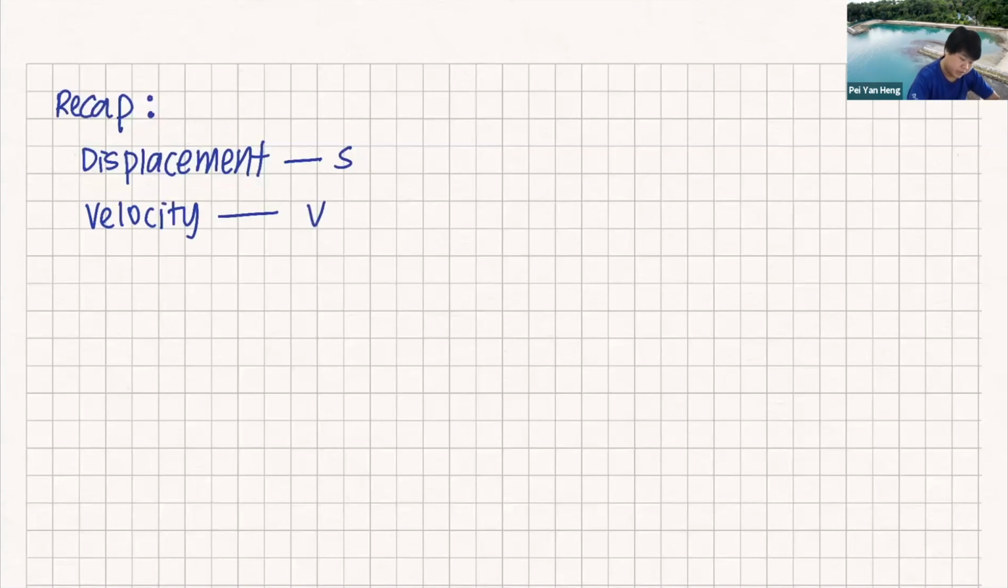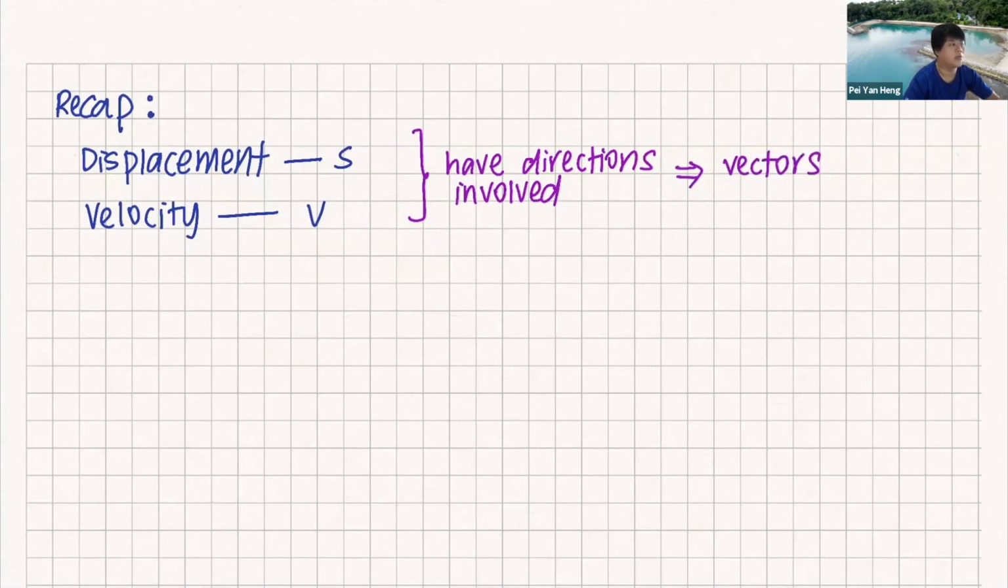And what's so special that we have learned is that both of these quantities have directions involved. So in some ways, they are what we know as vectors. I know we haven't learned vectors yet, but any quantity that has a magnitude, of course, that means that it's a number, and it involves a direction, will be known as a vector.